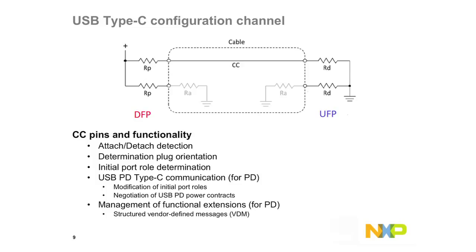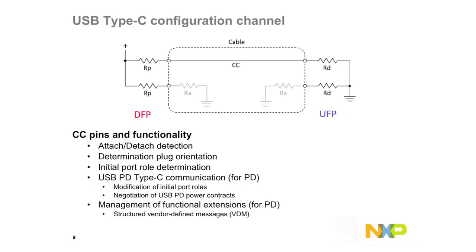And again, just to be clear, I'm not talking about OTG or, from a data standpoint, who is the master and slave. I'm strictly talking about the power standpoint. There is a provision through the configuration channel, and on the left you see I have written the word DFP. DFP is called a downstream facing port, which means the port that is going to become the power provider.